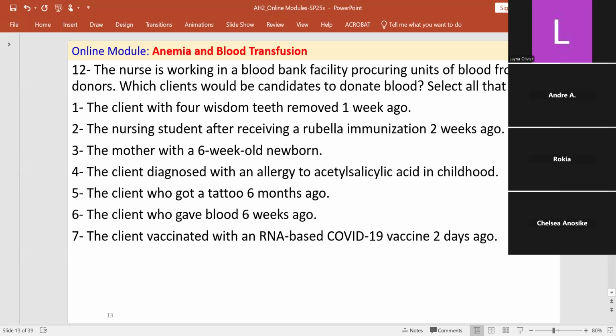Number one, can donate blood? Why? How much blood loss can you get from wisdom teeth removal? And even that's a week after. It's nothing. A very small amount of blood loss. It doesn't result in being a criterion to be excluded from blood donation.